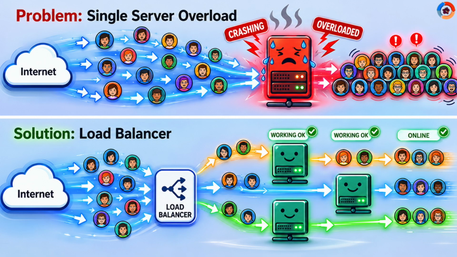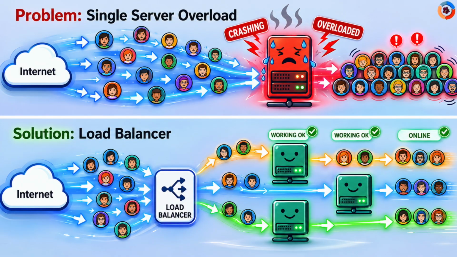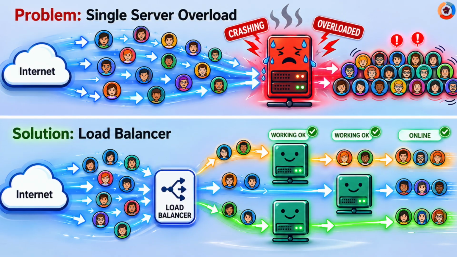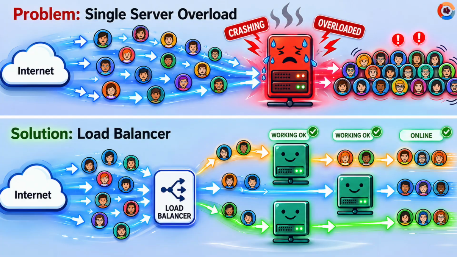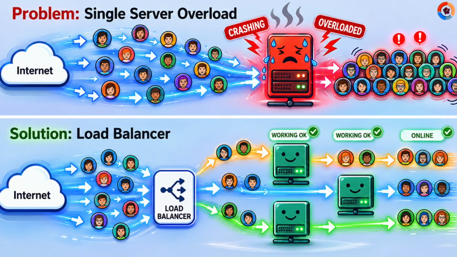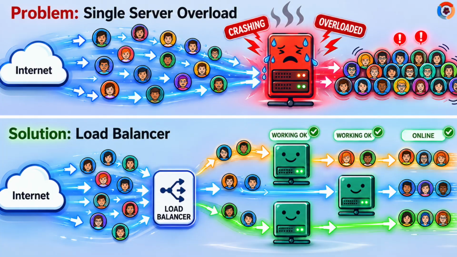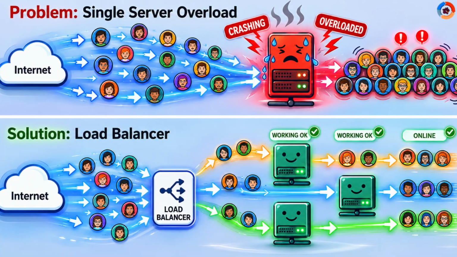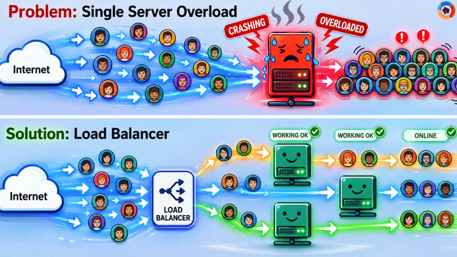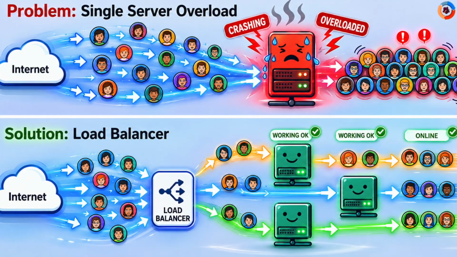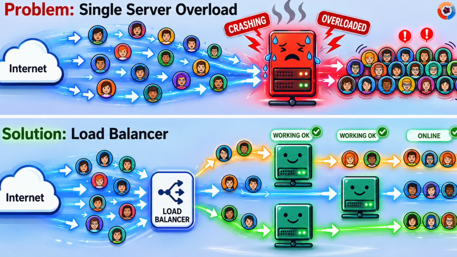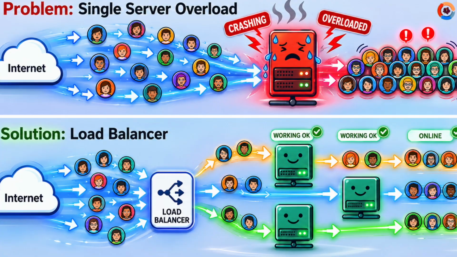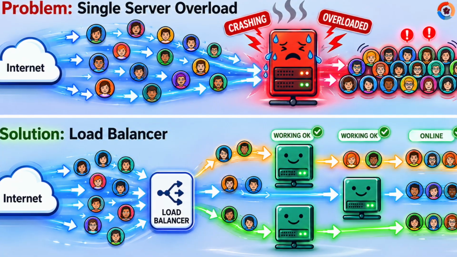Imagine you own a popular website and thousands of users are trying to access it at the same time. If all those requests go to a single server, that server can become overloaded, slow down, even crash. That's where a load balancer comes in. A load balancer is a service that sits between users and your application servers. Its job is to intelligently distribute incoming traffic across multiple backend servers so that no single server becomes overwhelmed.